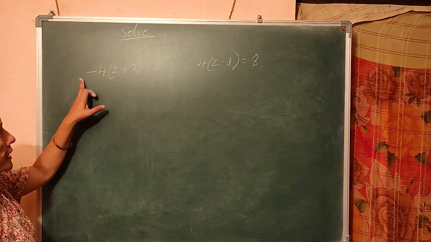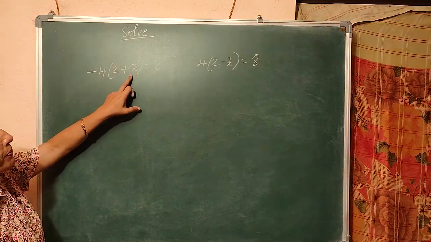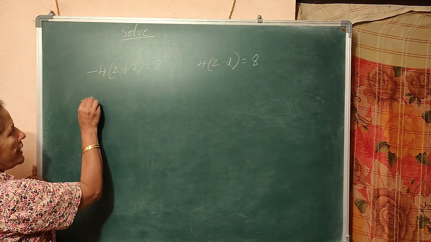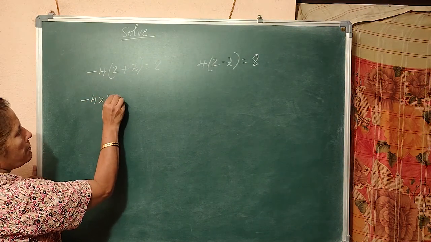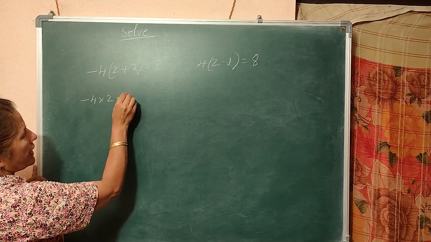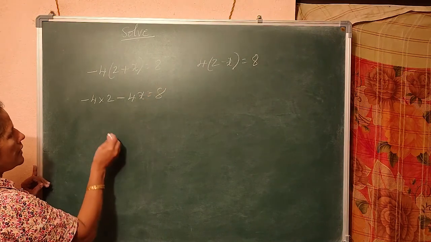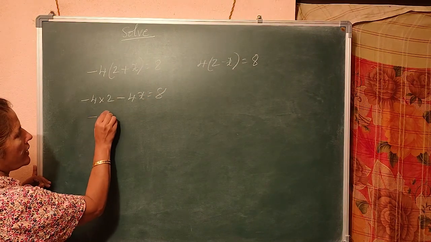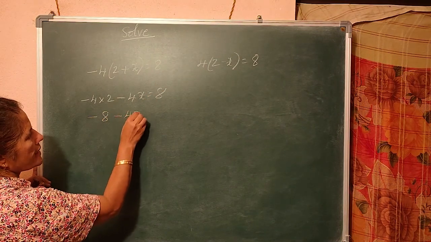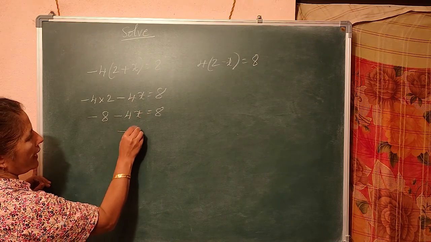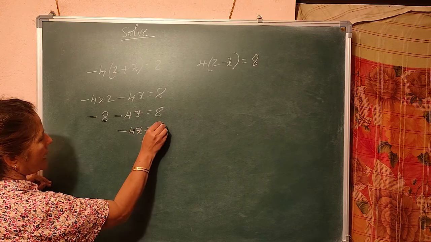Look at this question. Minus 4 into 2 plus x is equal to 8. So take out the bracket. Minus 4 into 2 minus 4x. Minus 4 into x is minus 4x is equal to 8. So minus 8 minus 4x is equal to 8.